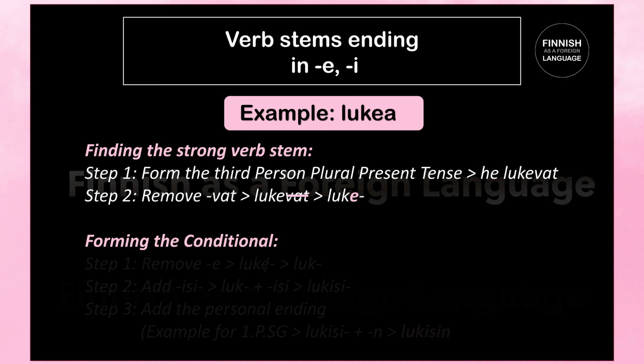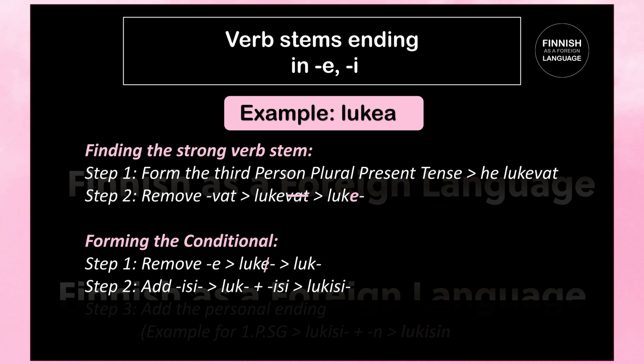And then step number 2, again we have to remove the vat ending, so lukevat changes to luke. Now it's time for the conditional mood. Here we have 3 steps to follow. Step number 1 is remove e. So luke changes to luk.